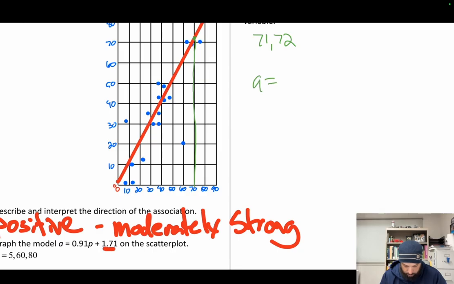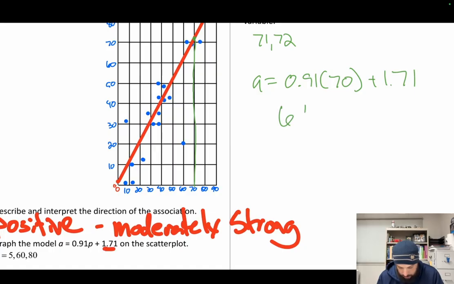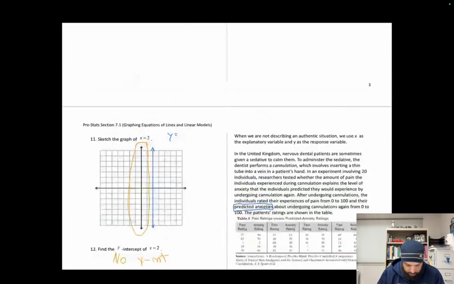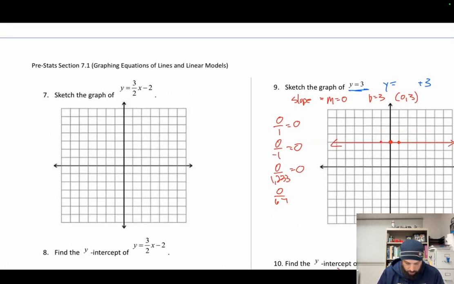So A equals 0.91 times 70 plus 1.71. Okay, so looking at it, if I substitute that all in, I get 64.41. And that being a little off from our graph, we would maybe need to adjust that line down a little bit there. All right, let's go back up to this one so you can check your work.